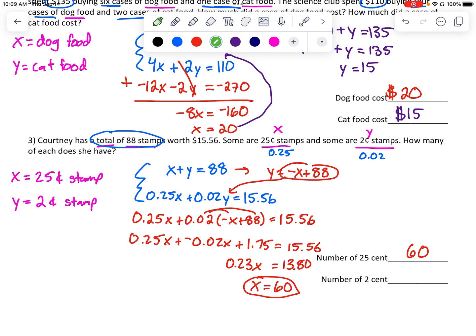Then I would choose to plug that probably into the first equation. So I would do 60 plus y equals 88. So if you subtract the 60, you are left with 28. So there are 28 2-cent stamps.